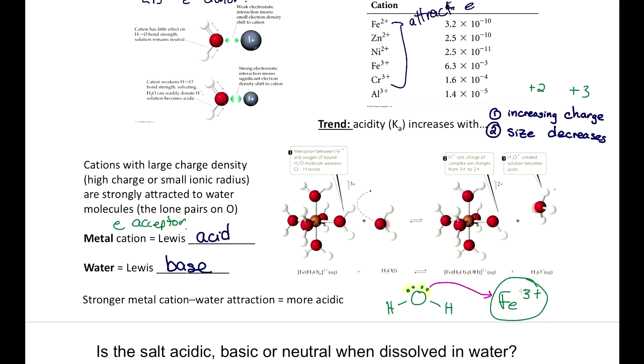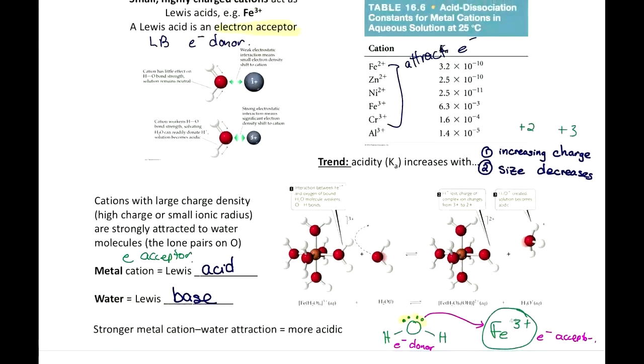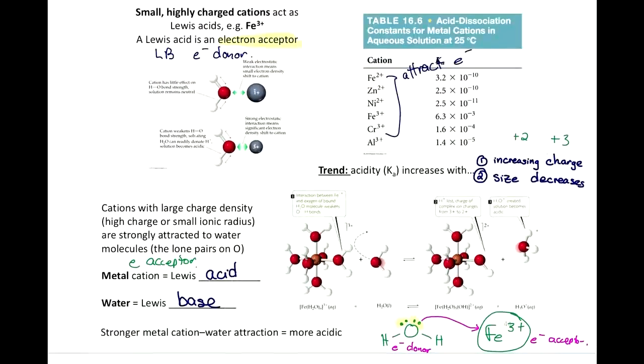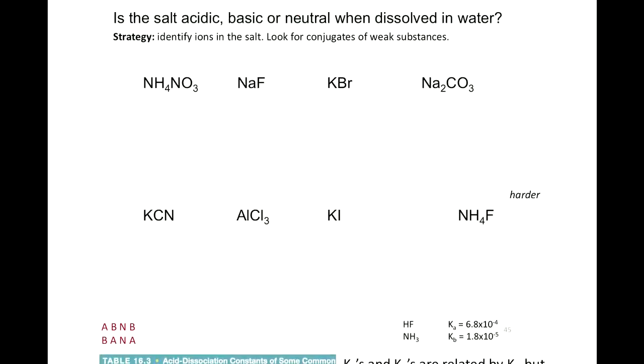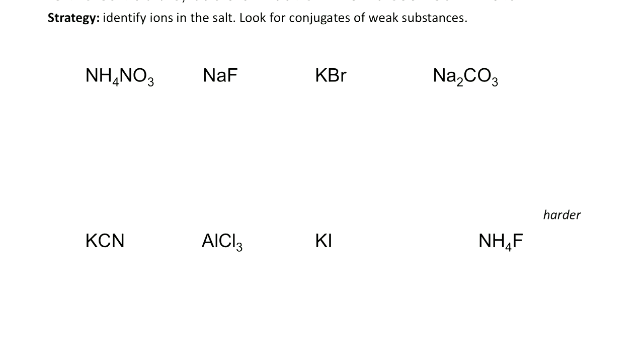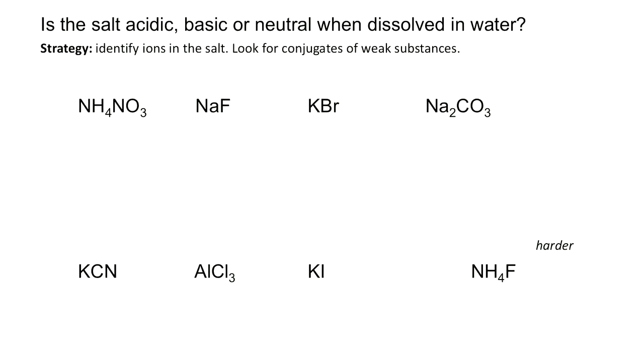So we see water is the electron donor, so it's the Lewis base, and iron 3+ is the electron acceptor, it's the Lewis acid, right? So that's kind of reviewing Lewis acid base theory. Okay, so let's put it all together and look at some salts and predict whether this salt, when you put it into water, is the solution going to be acidic, basic, or neutral?